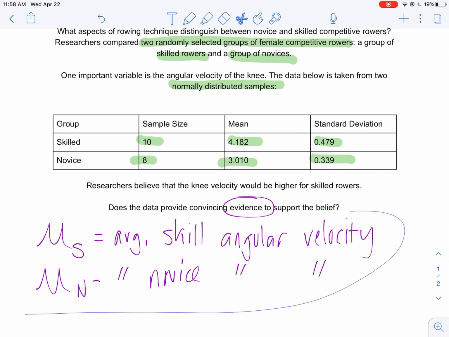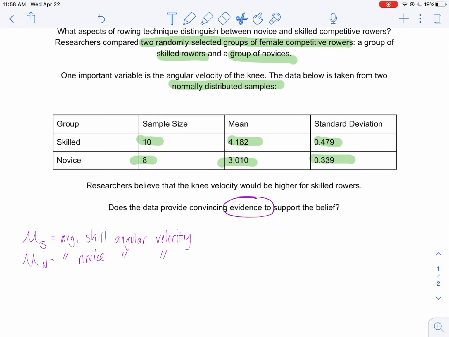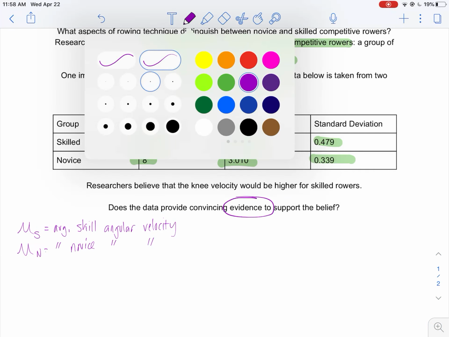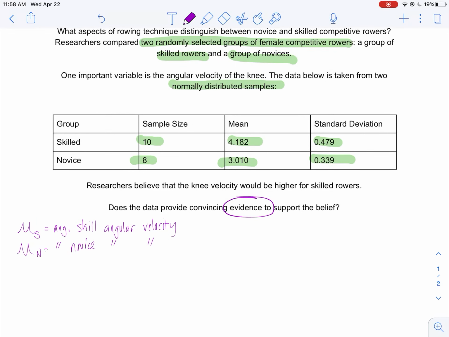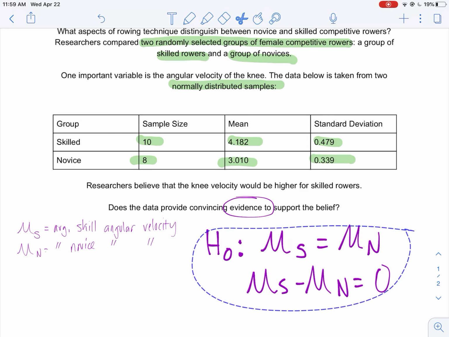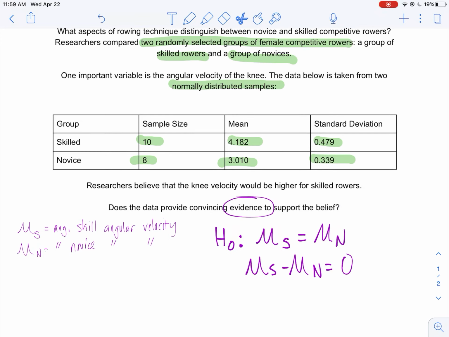All right, so we're going to shrink this down. We have this off this side, and we know what our variables are. So your null, remember, null is dull. We're looking at something pretty basic here. It's always equals. So I'm going to establish mine as mu of s equals mu of n. Or, some people like to set it up this way: if they're the same, when you subtract these values, you should be getting 0. Now remember, we're not theorizing specifically what these values are. We're just theorizing that there's no difference.